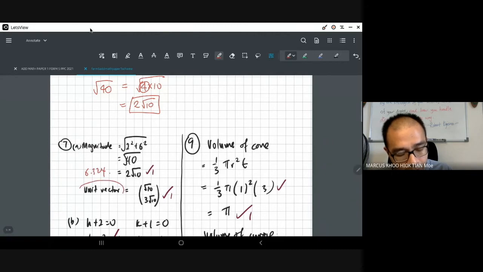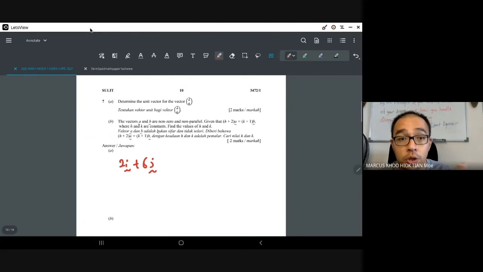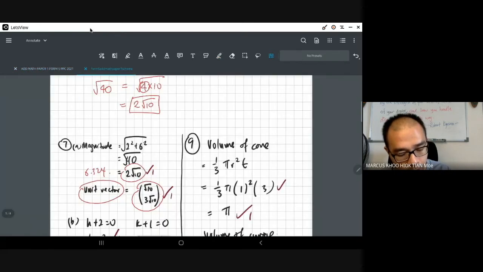So the unit vector, how do I get this? This is 2 square root 10. So this is 2i plus 6j. The unit vector is 2 over 2 square root 10 i plus 6 over 2 square root 10 j. We divide with the magnitude. And then this can be cancelled, and this can become 3. So which is why we get this answer.